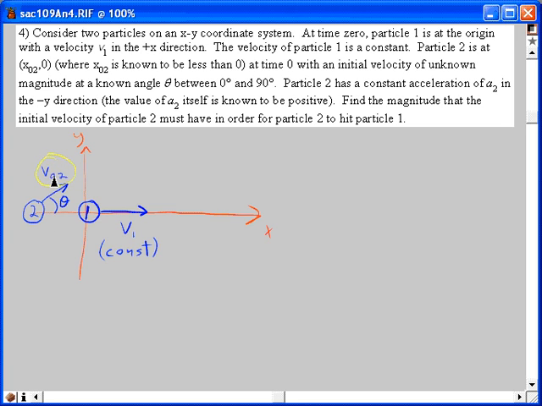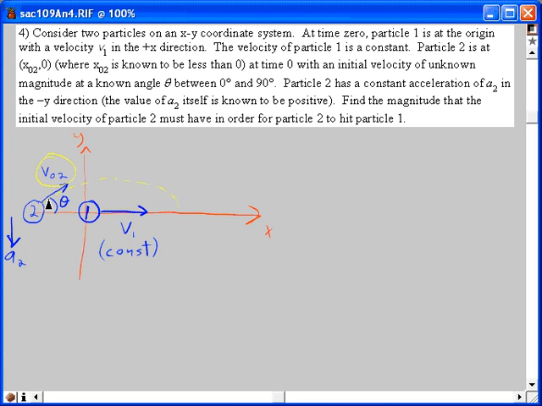The idea is we're supposed to find the value of v02 that will make it so that by the time particle number 2, due to a constant acceleration in the minus y direction that it has, gets back to the x-axis, particle number 1 is at the very location at which particle 2 hits the x-axis. So we've got a collision between the two particles.